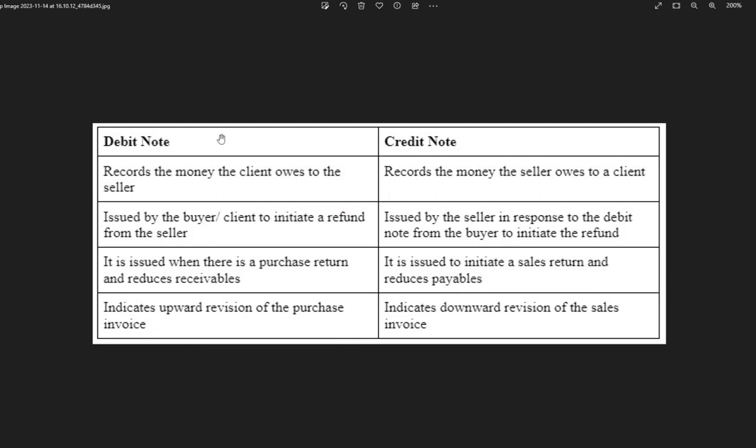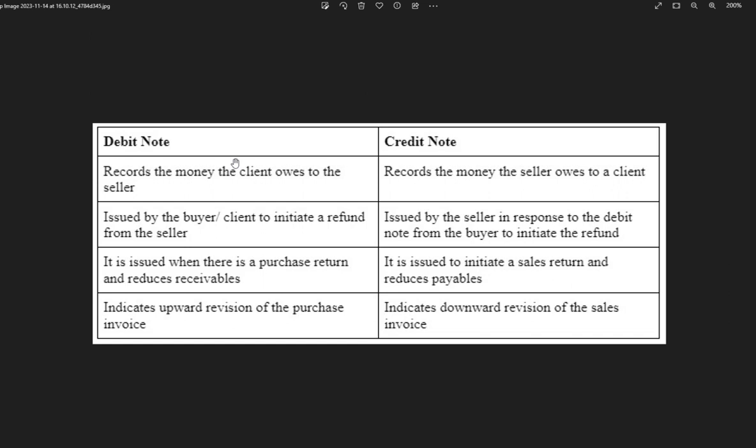If you observe the difference between the debit note and the credit note, you can see here, debit note records the money the client owes to the seller. Okay, debit note, like I have purchased the goods from this person who has given me the goods. So when I have to return my goods back, that time I will be issuing a note, a bill, that is a debit note.